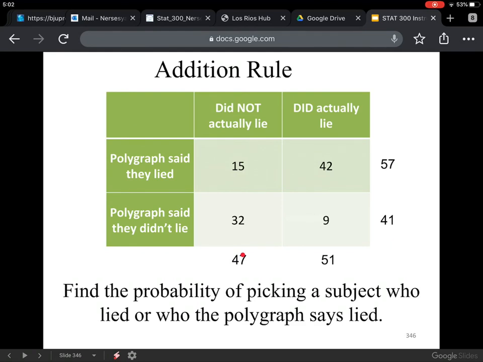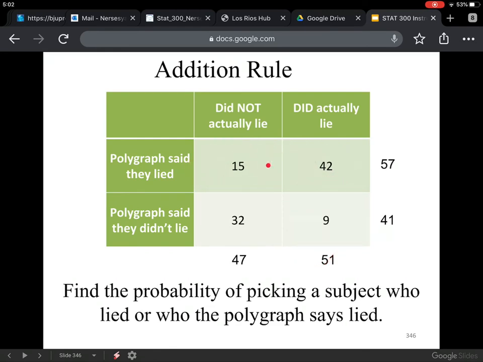And then the question is, find the probability of picking a subject who lied or who the polygraph said that they lied, right? So subject who lied. Well, subject who lied would be this second column here. That gives me a total of 51. And then polygraph said that they lied. Well, polygraph said that they lied. That would be this first row. So it looks like I'm adding this second column and this first row. And do you see that there would be an overlap of 42? The number 42 would be double counted when I'm counting the column and when I'm counting the row.